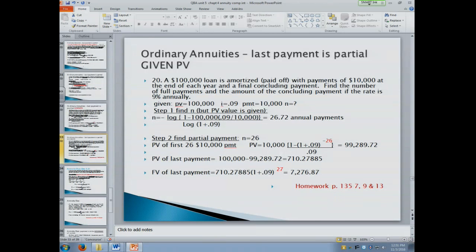Okay, I gave you present value, so we're looking for the N formula. We're looking for N, that present value is given. So here is the formula. We substitute $100,000 in for the present value, calculate it, and we got 26.72 annual payments. So we're going to get 26 payments of $10,000.